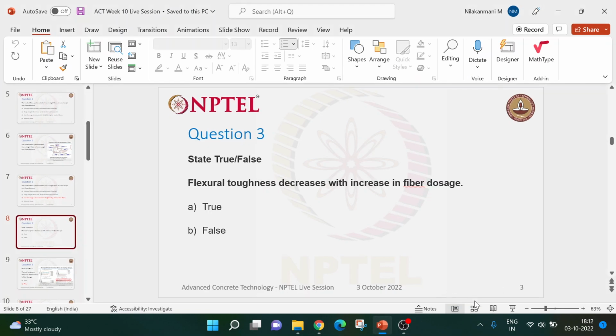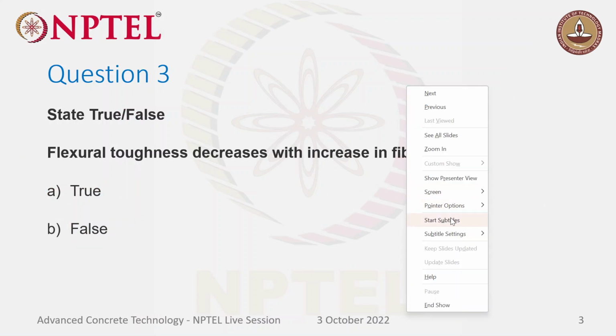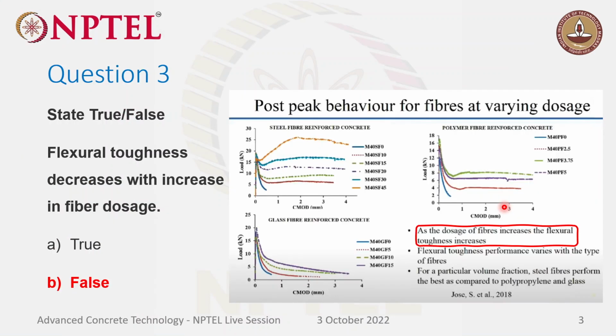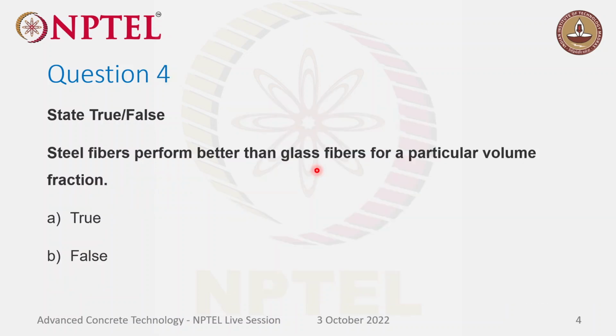Let me get back to the PPT. It's direct from the lecture actually. As the dosage of fibers increases, the flexural toughness increases. So here we can see this M40SF0. Once the fiber dosage increases, from 0 to 45%, there is an increase in the flexural toughness of the concrete, because the area under the curve is increasing. That is the point I want to mention. Then let's move to the next question.